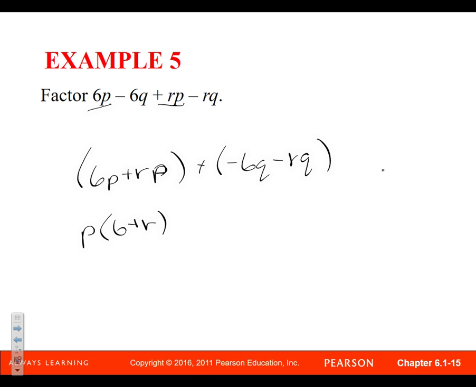Correct? Here, they both have a negative q in common. Do you see it? So I'm going to factor out a negative q. And that would leave me with a positive 6 and a positive r. Oh, look at that. What do they both have in common now? 6 plus r. 6 plus r. So I'm going to take that out from both of those. 6 plus r. The first one has a p left, and the other one has a negative q left.